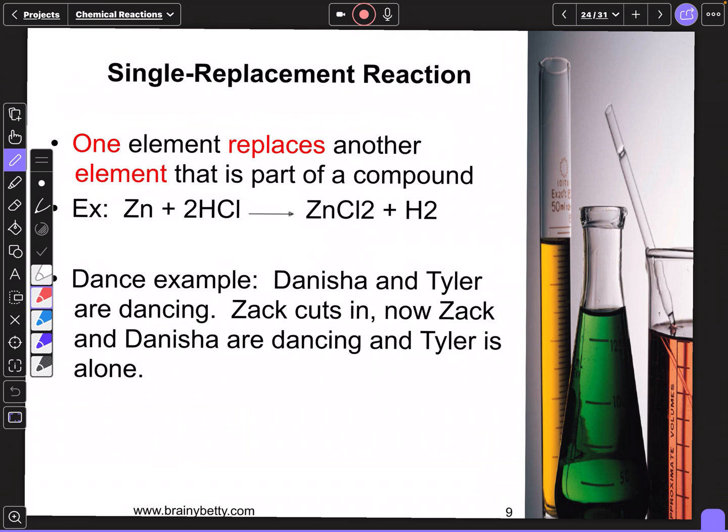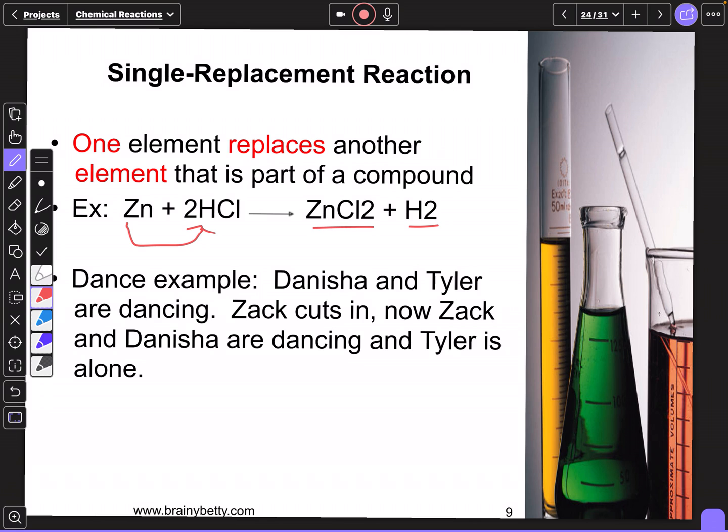Okay, single replacement reactions: one element replaces another element that is part of a compound. If you notice right here, we have zinc reacting with hydrochloric acid and producing zinc chloride and hydrogen gas. So what happens is this zinc replaces the hydrogen. One element replaces another that's part of a compound, and then you get zinc chloride and hydrogen is left by itself.